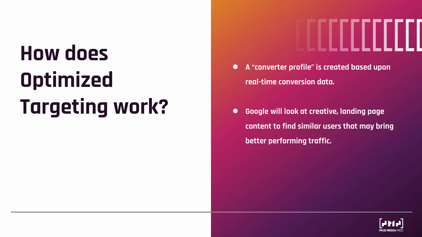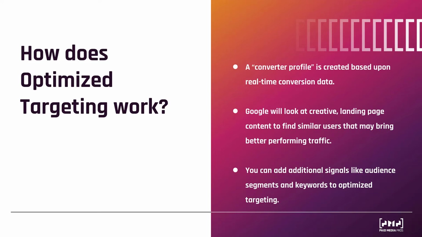Google will look at the keywords that are on your landing page, and then try to find those similar users you are trying to reach that can meet your campaign goals. In addition to Google creating these audiences automatically based upon that converter profile, you could still add additional criteria like keywords and other audience segments to optimize targeting. But Google does say that if they find better performing traffic, they can ignore or not serve traffic to the signals that you feed to your optimized targeting.